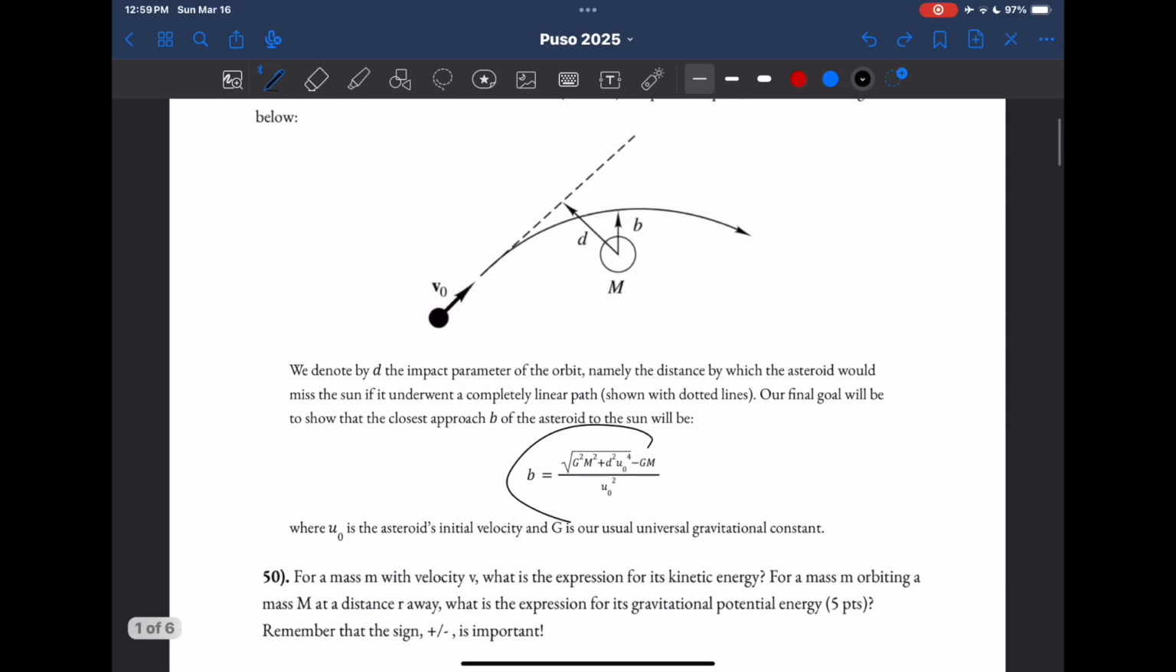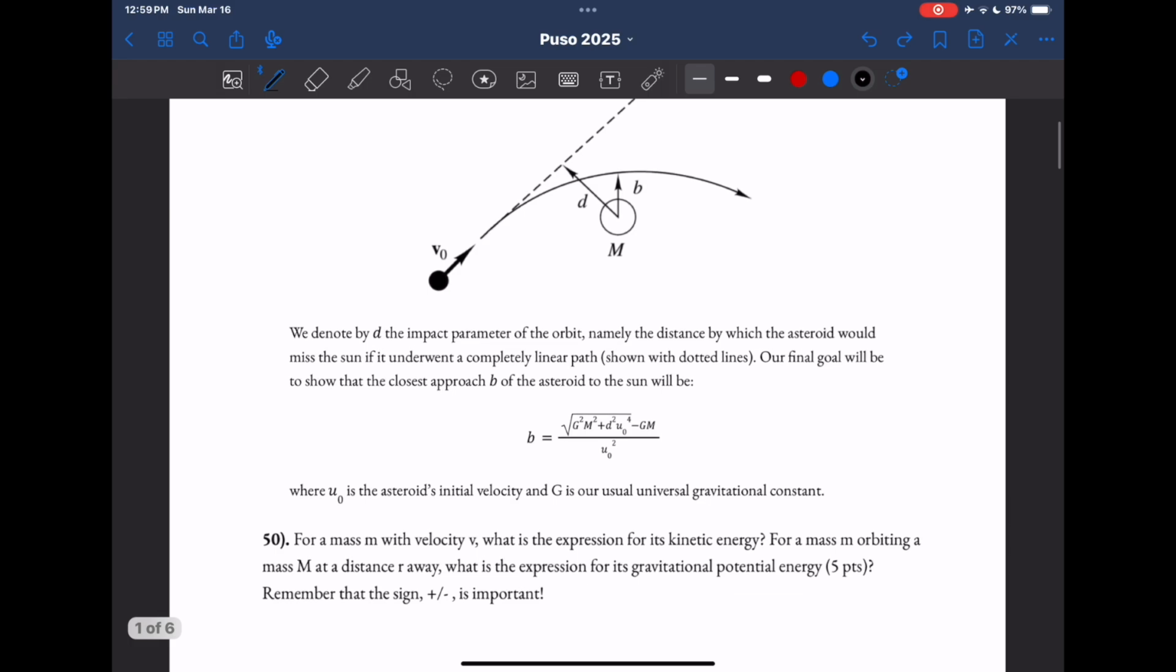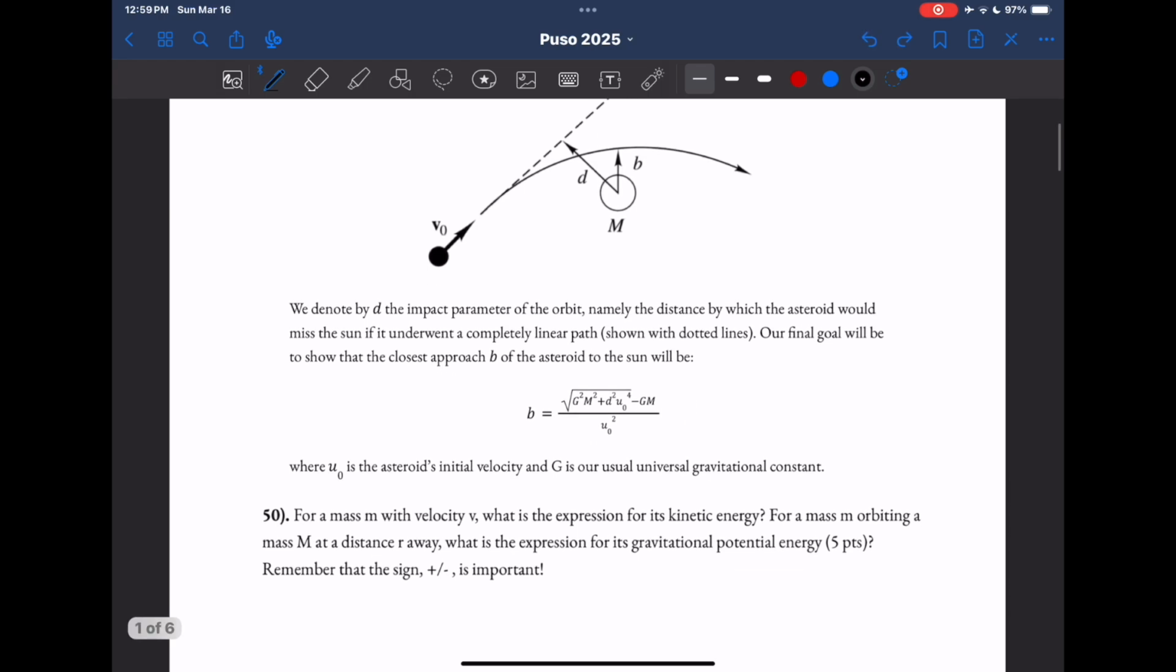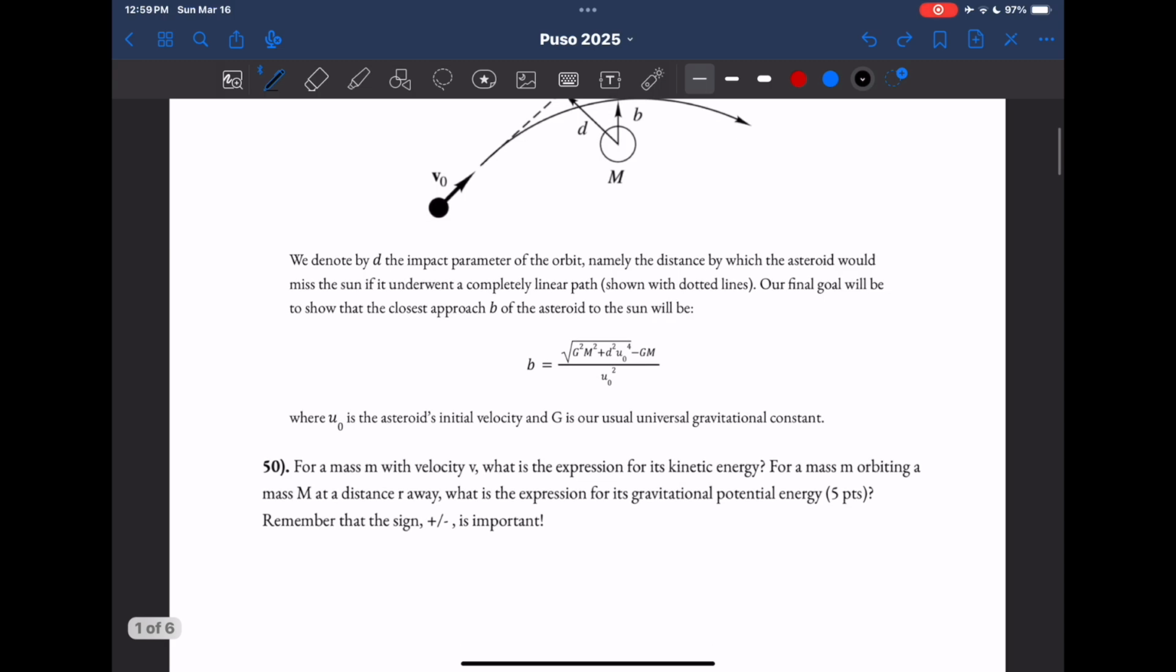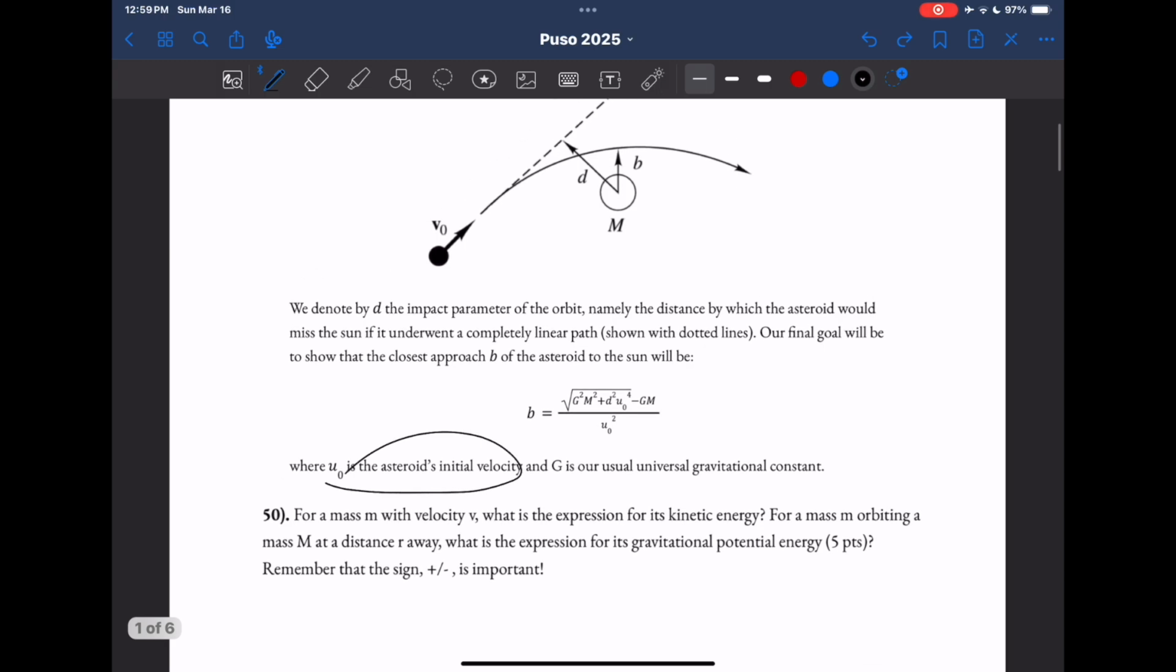Okay, we want to get this derivation later on. And if you guys recognize it, this kind of looks like the quadratic formula. So our initial guess, this looks like the quadratic formula in some sense. And it'll make sense later on as we solve this question. So let's get into it. We have u naught is the asteroid's initial velocity, and then g is a constant.